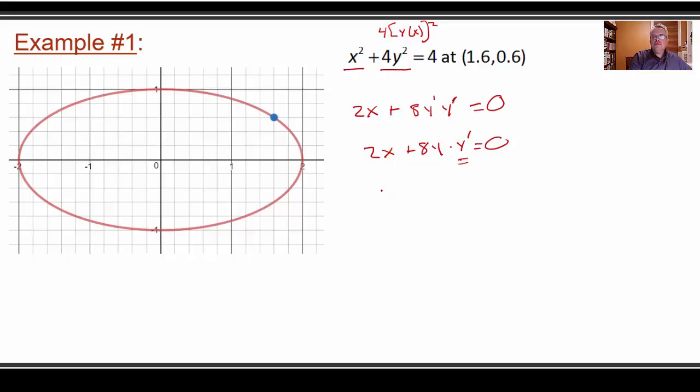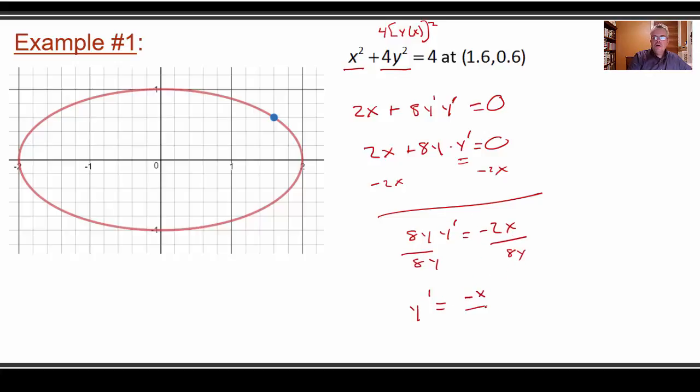So I can subtract 2x from both sides. If I subtract 2x, I get 8y times y prime equals negative 2x. And I'm going to divide by 8y. And so finally I get y prime is negative 2x over 8y. I can cancel 2, so I get minus x over 4y. That's a formula for the derivative for any point on the ellipse.